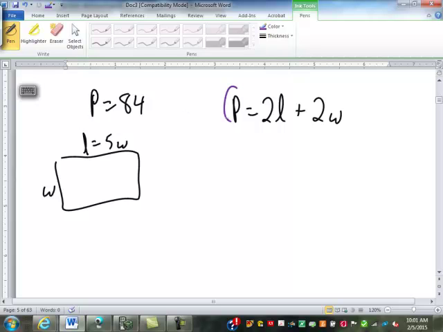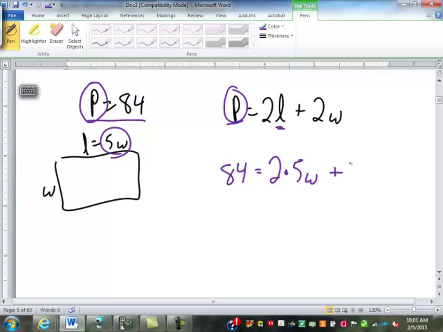Let me know when you're ready. We know that P equals 84, so we're going to replace P with 84. We know that L is equal to 5W, so we're going to put in 5W for L. And 2W is just 2W. Now we have everything in the same variable. Everything's all in terms of W.